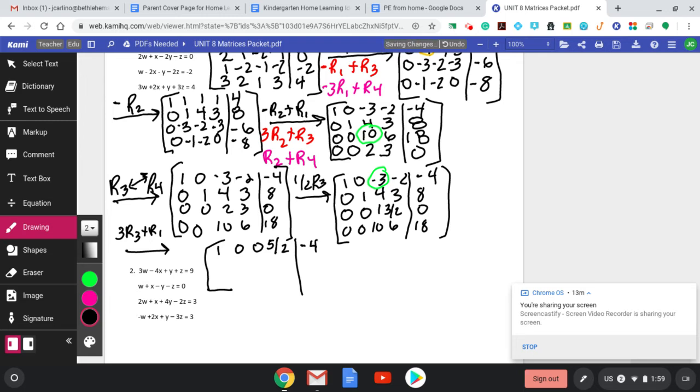Okay, let's truck along here. Now let's get rid of the 4 down below that -3. Let's get rid of that 4. I'm going to add -4 to it. So my new row here is going to be -4 times row 3 plus row 2.